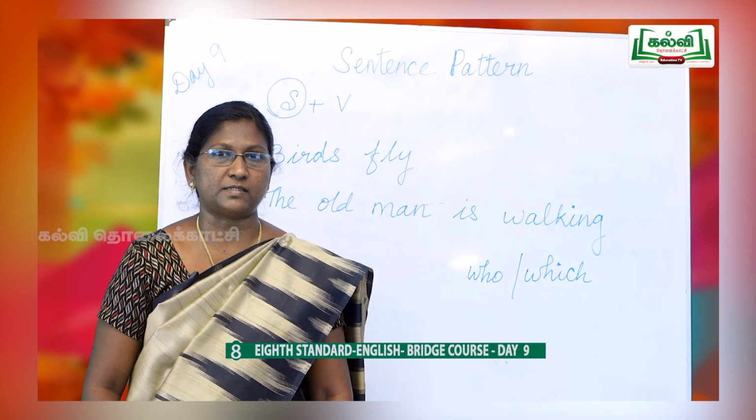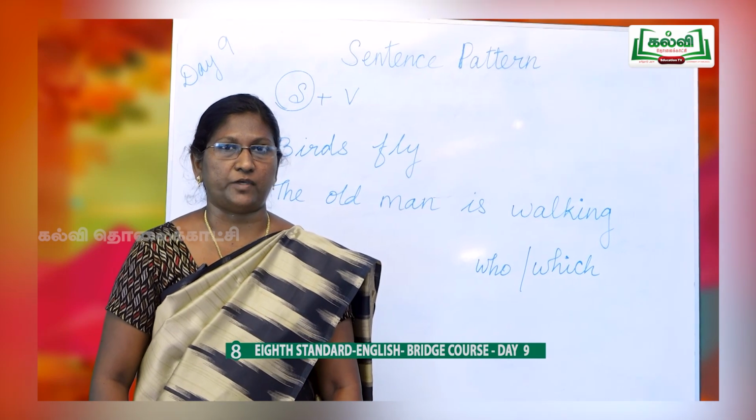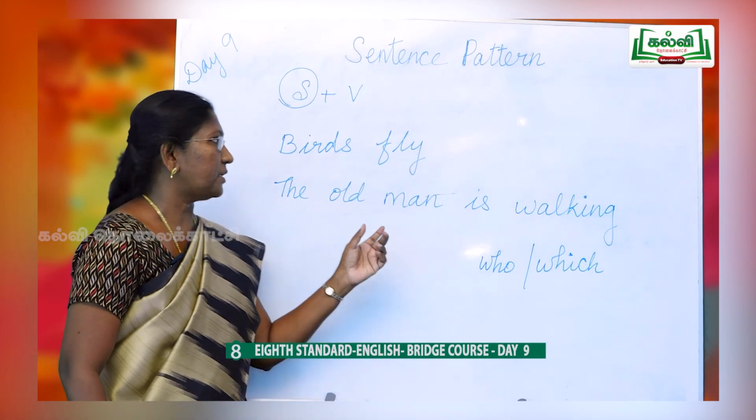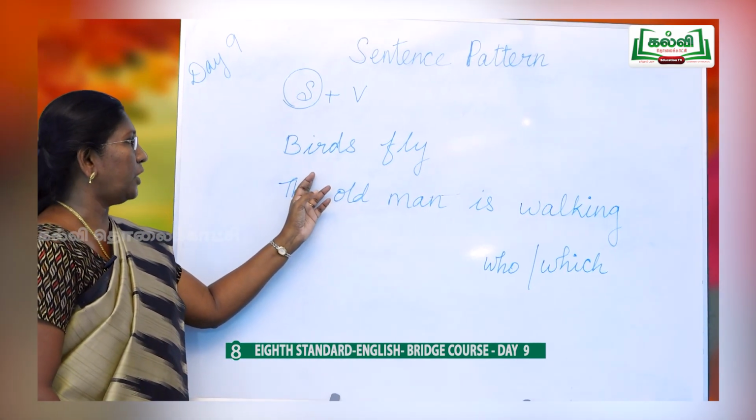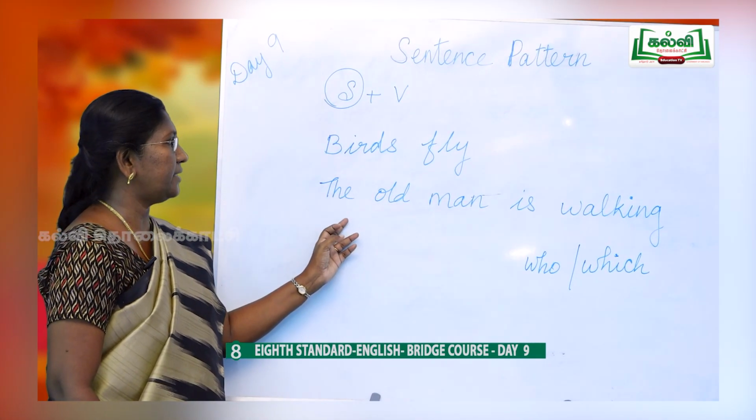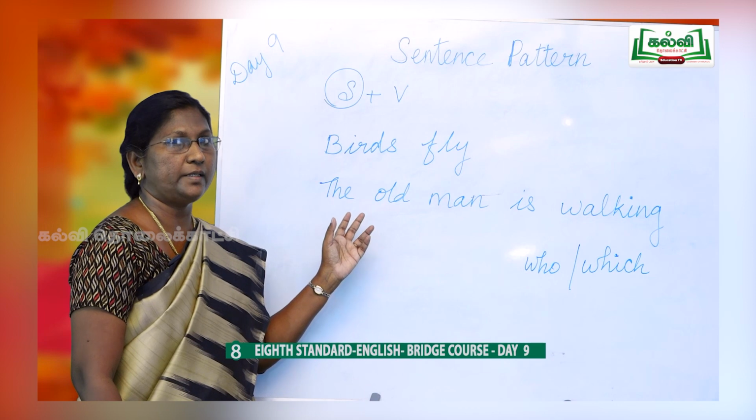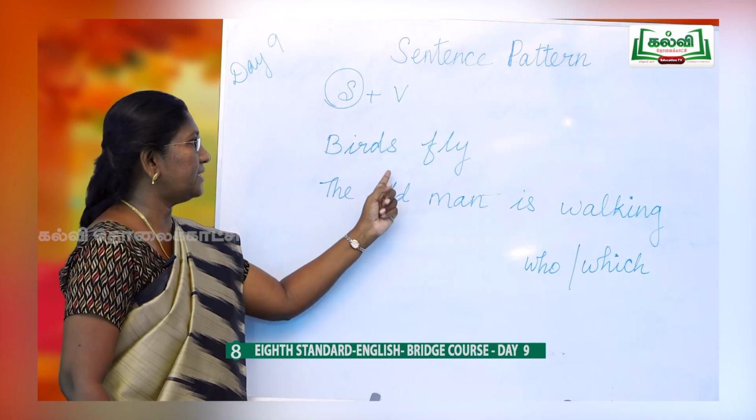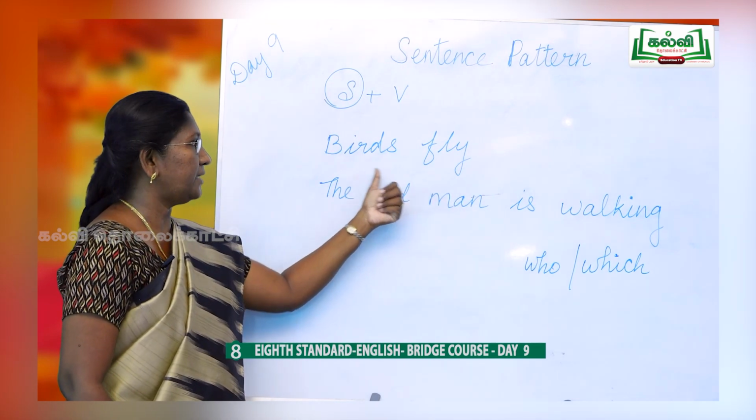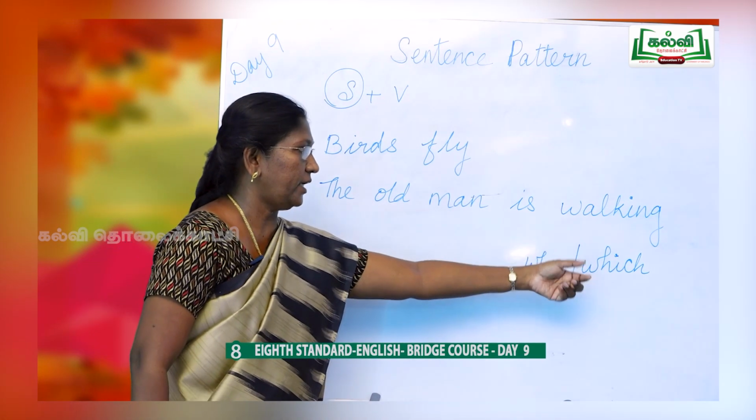The first pattern in sentence pattern is subject plus verb, S plus V form. Here first we have to learn about a subject. The subject is at the beginning of a sentence. In the first sentence, birds is the subject, and in the second sentence, the old man is the subject. In a sentence, usually the subject gets the first place. In the first sentence, birds fly, we have subject plus verb. Likewise, in the second sentence we have subject old man, and is walking is the verb.